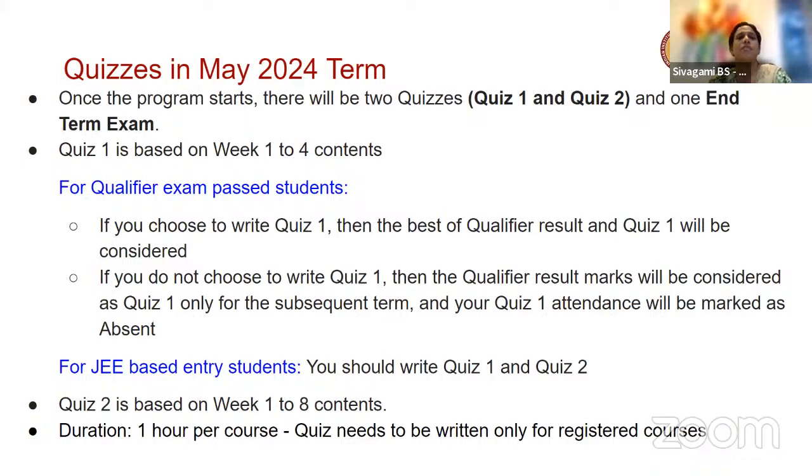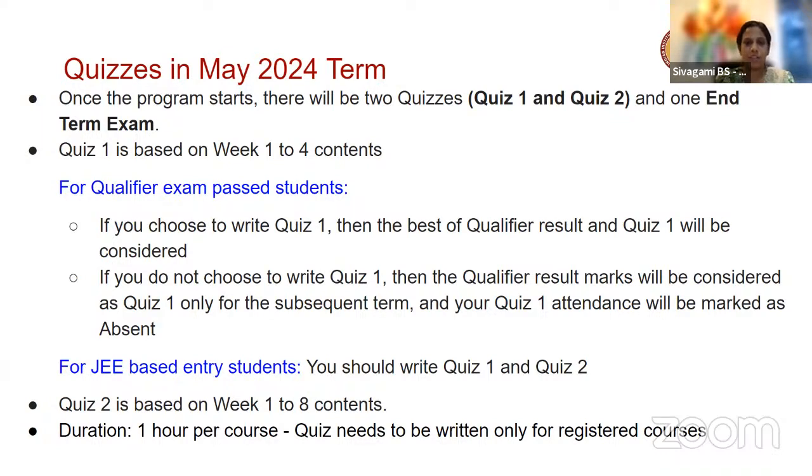Okay. So for the qualifier exam passed students who have just passed, then the best of the qualifier result and quiz 1, if you have completed the qualifier just one term before, will be taken. Suppose you haven't written quiz 1, the qualifier result mark will be taken as quiz 1 only for the subsequent term. Suppose you are a May term student, I mean, May term you have registered for foundation.